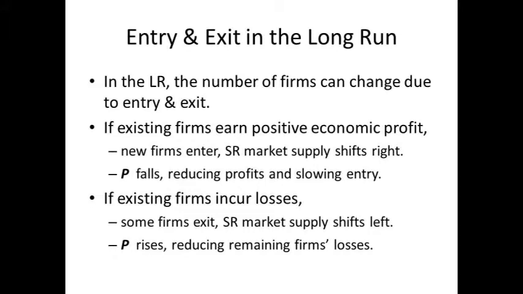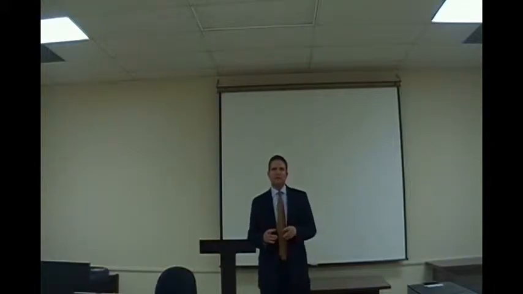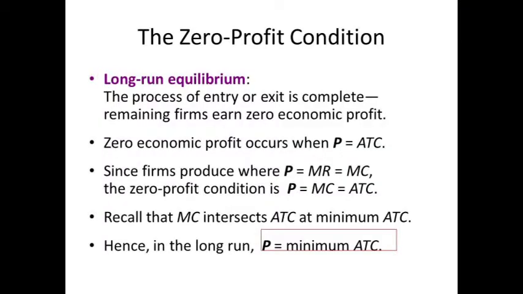At the end of this process of entry or exit, firms that remain in the market must be earning at least zero economic profit. Therefore, the process of entry or exit ends only when the price and the average total cost become equal. This implies that the long run equilibrium of a competitive market must have firms that are operating at the efficient scale.